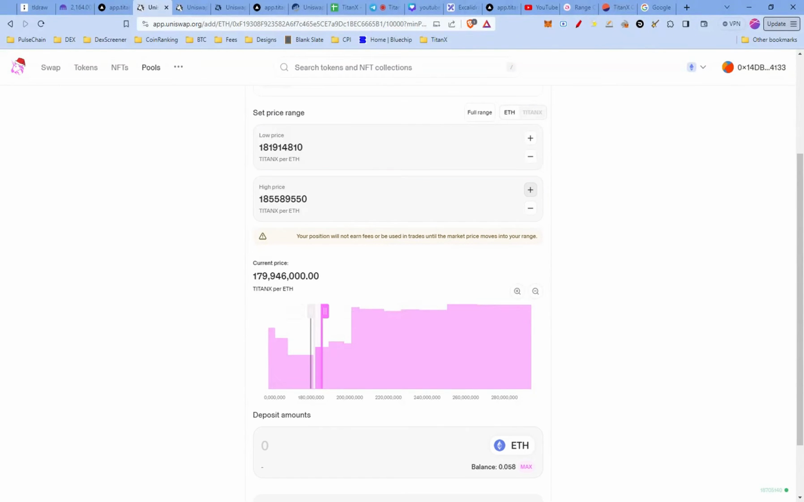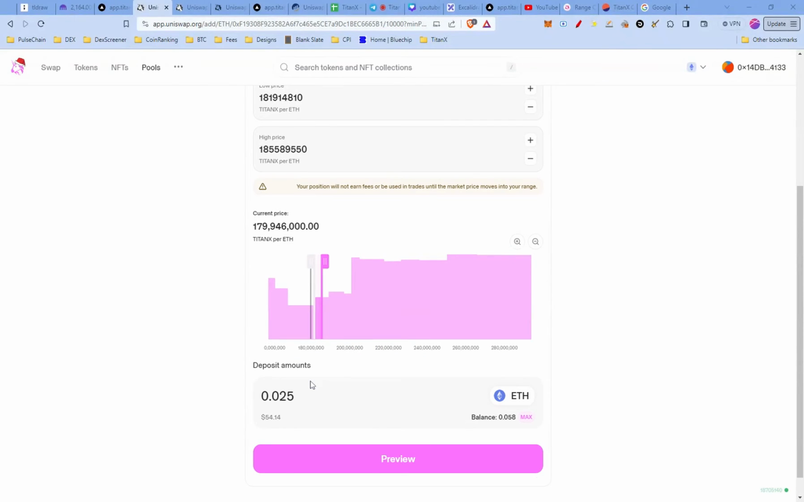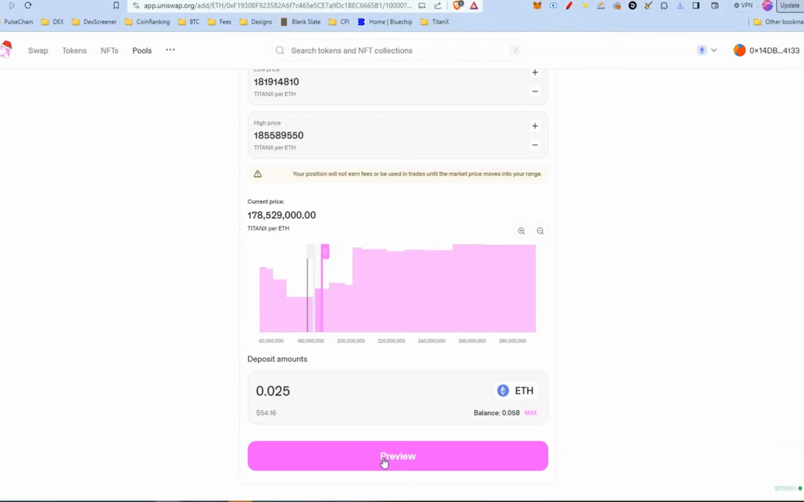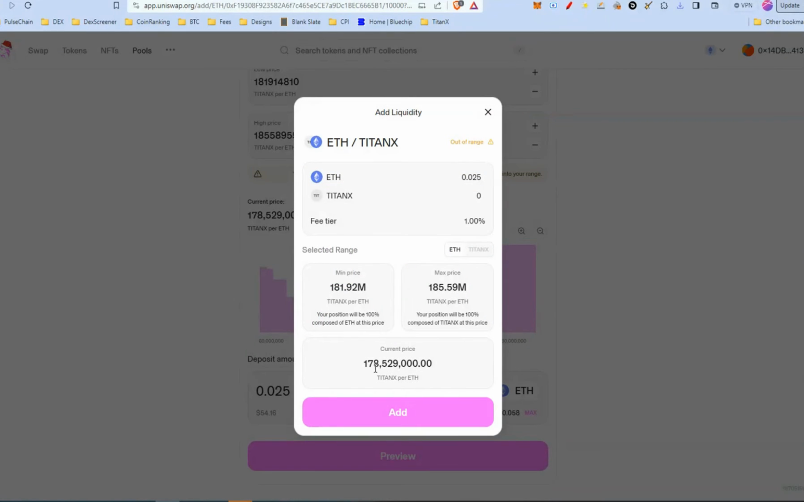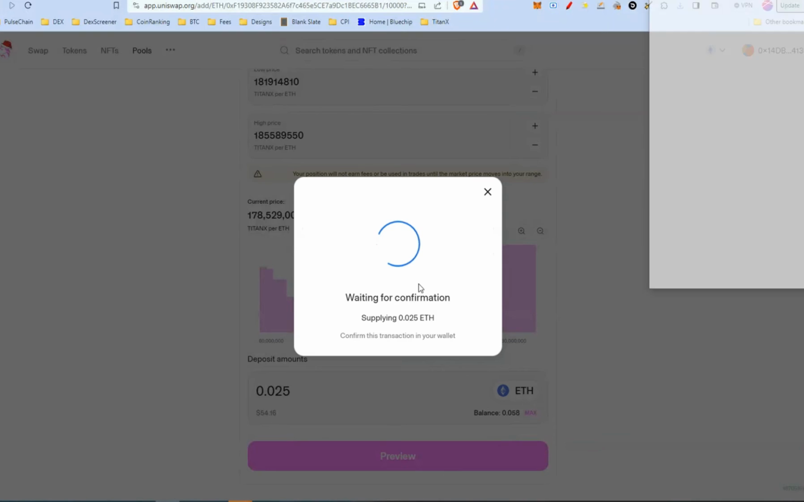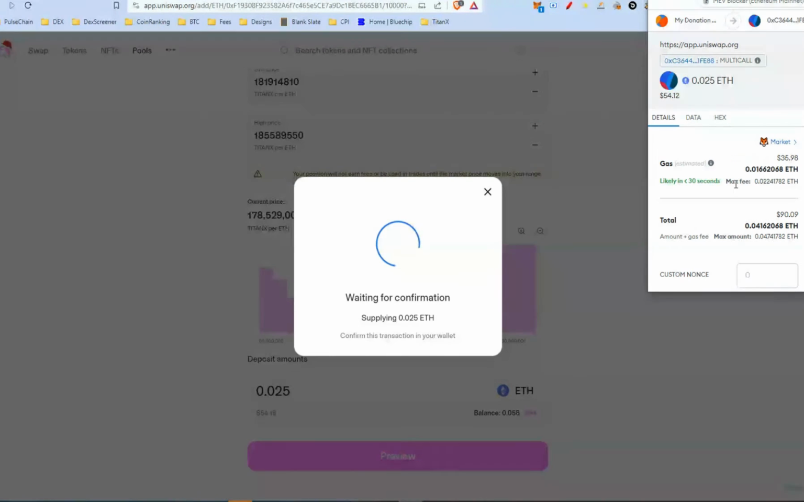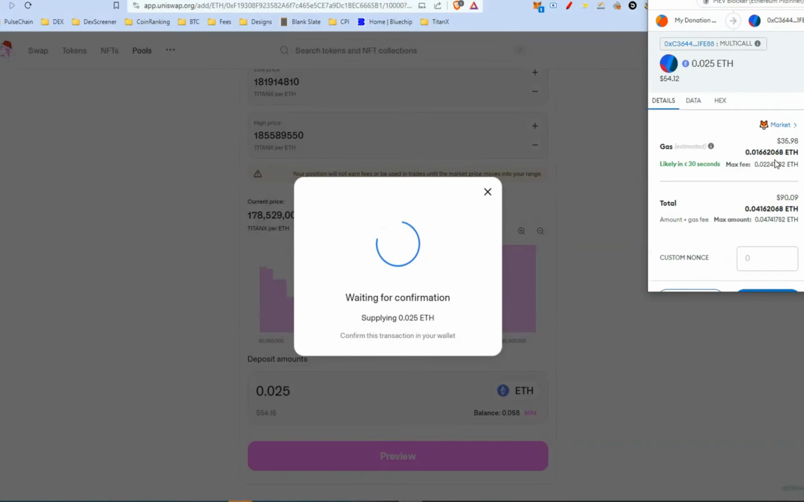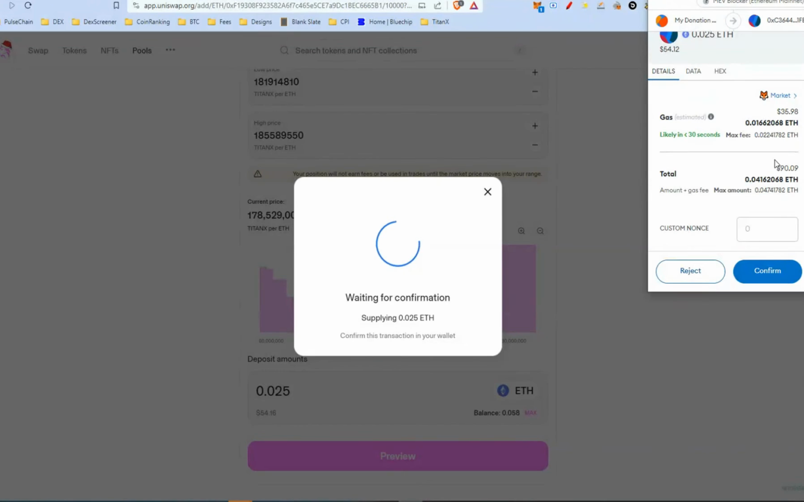So this is the current range we can choose, which is the nearest to the current price. For illustration purposes, we're gonna do around $54. So we're gonna preview it. And as you can see, the current price is 178 million and my min price is above that. So let's add that. MetaMask will pop up and we're gonna have to pay the gas fees. The current gas fee for that position is $35, which for my position makes absolutely no sense. But for the sake of this video recording, this is what we're gonna do.